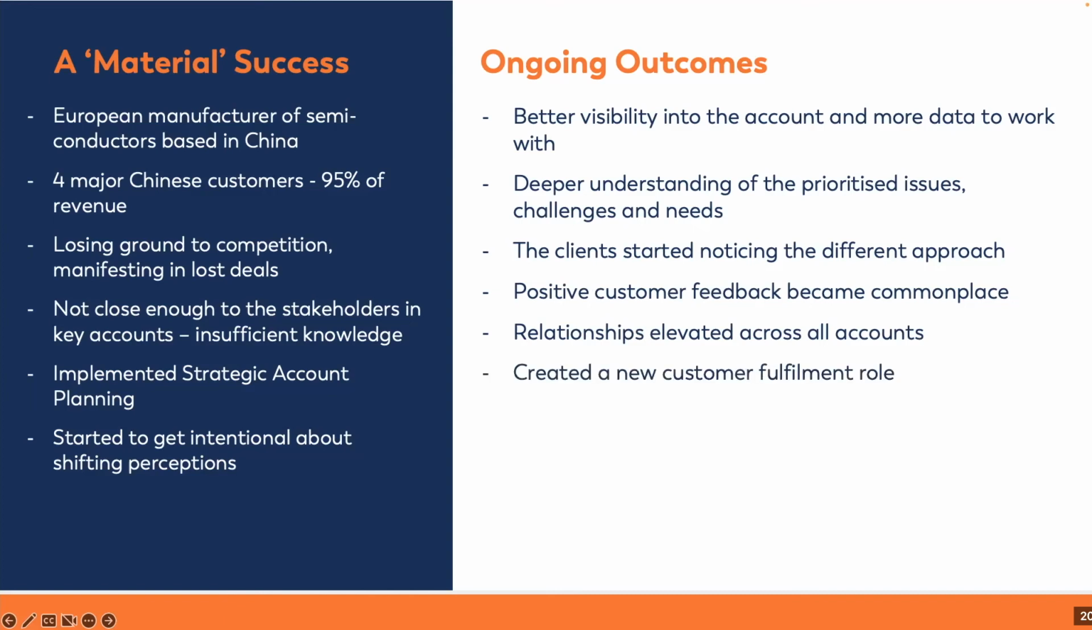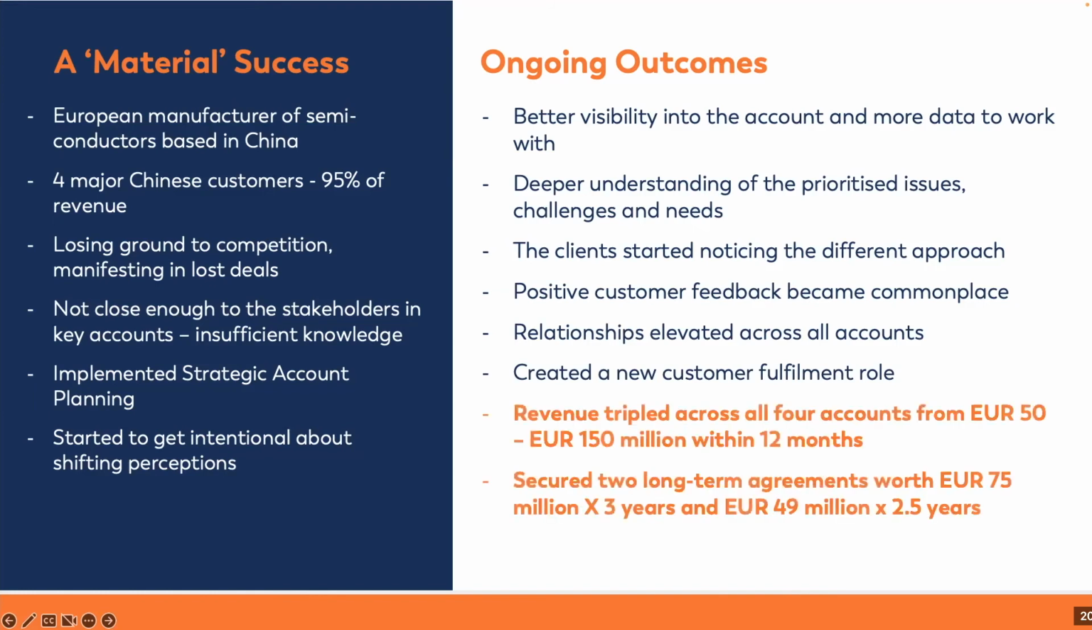What they then did is they started to figure out, well, we need to make some investments into these relationships. And so they created a new customer fulfillment role. But most importantly, what happened was revenue tripled across these accounts. You can see the numbers on the screen there. And they secured 2 long-term arrangements. You can see the numbers there as well. The important thing to note here as well is this is not just about what happened this year.